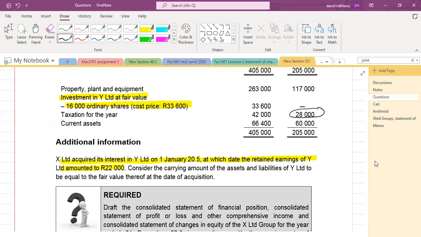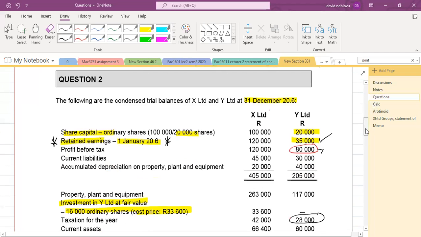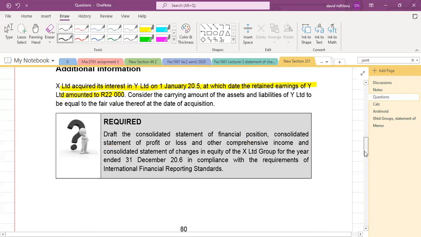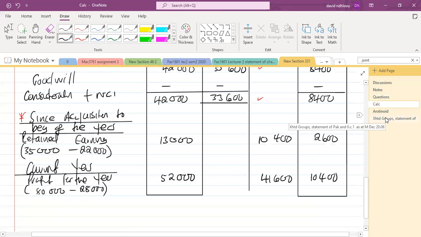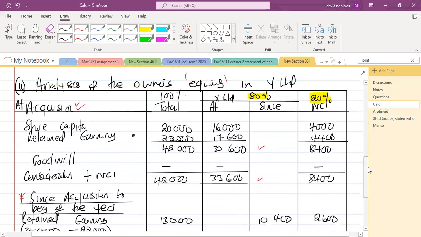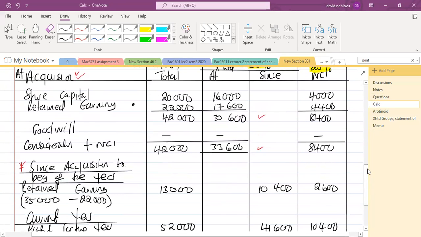Right, were there any dividends that were paid in the current year? So there were no dividends. We are done with the analysis. Don't worry about putting totals. They won't give you any marks there. So this is what is called the analysis of the owner's equity. We are simply analyzing and saying out of the total value of the subsidiary, how much belongs to the parent and how much belongs to the NCI.